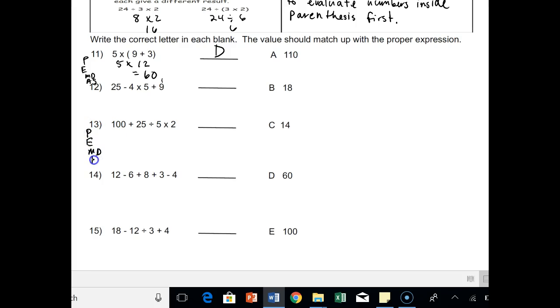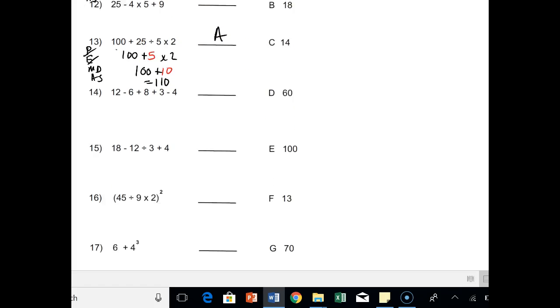All right? Number 13. PEMDAS. No parentheses, no exponents. Multiply or divide from left to right. As I read it left to right, division pops up first. So I want to first do 25 divided by 5. That's 5. Then 100 plus 5 times 2. Now I want to do 5 times 2. That's 10. And then I want to do 100 plus 10. So that is 110. I'm looking for 110. That's A. And then put the letter A on this line right here with 13.